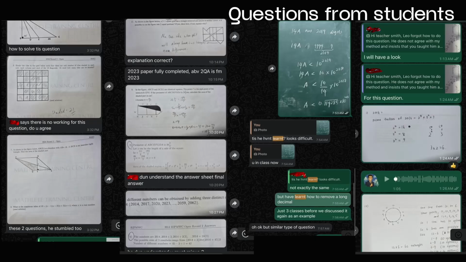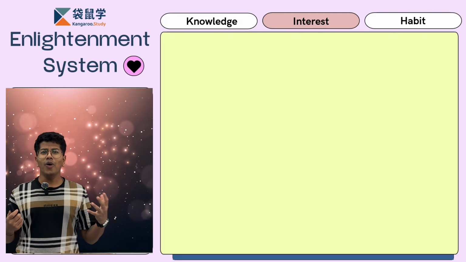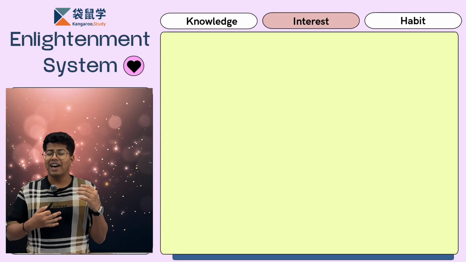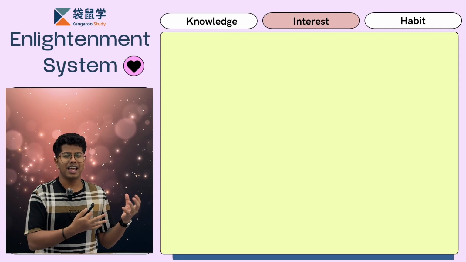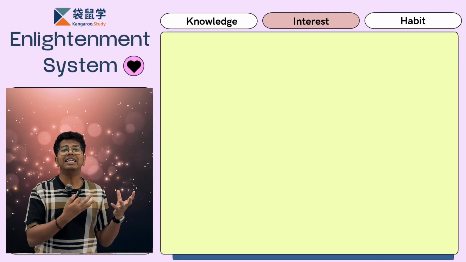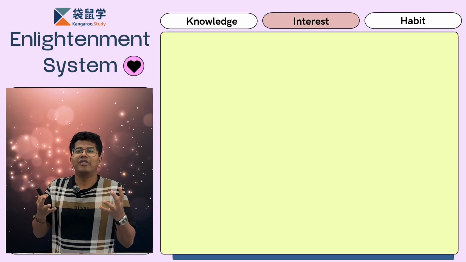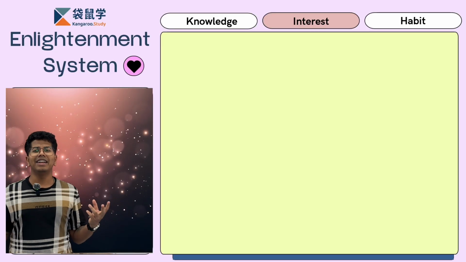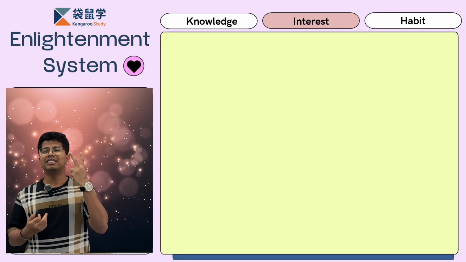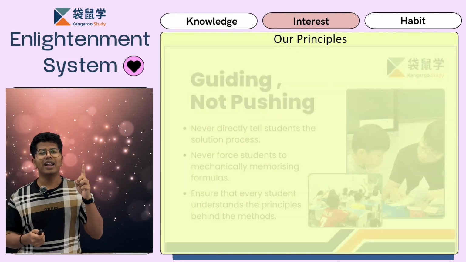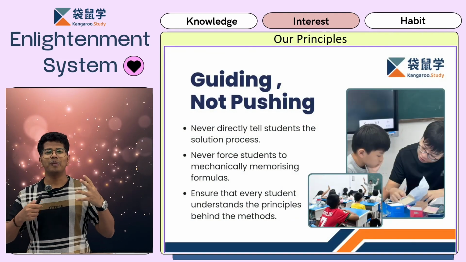There's many more actually. So what is the reason why the students are willing to ask me questions and are willing to attend the lessons also? It's all because of the interest that we enlighten. To enlighten the interest, there are 2 important principles that we follow. The first one is guiding, not pushing.